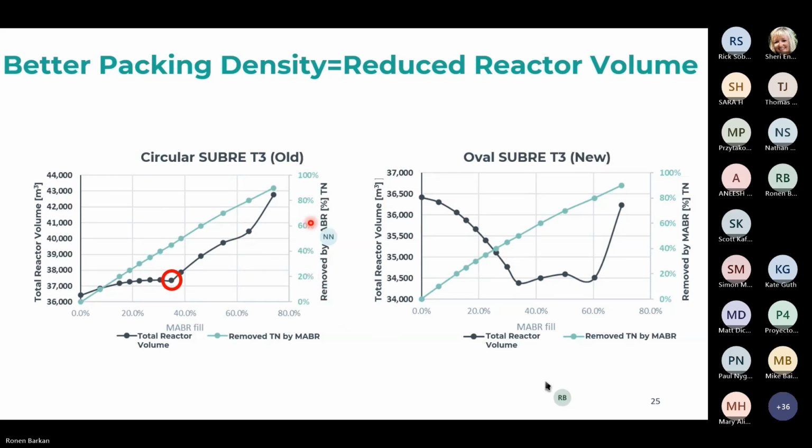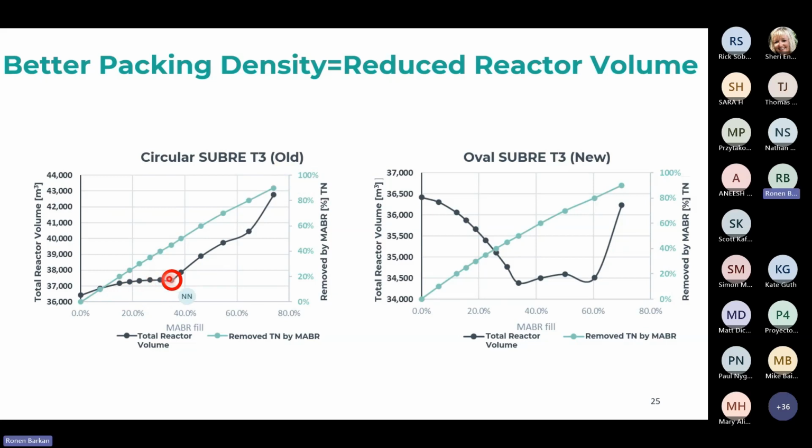The y-axis on the right side is the percentage of total nitrogen removed by the MABR. You can see that the more MABR you put in, the more total nitrogen you remove. But in some cases, you slightly increase the volume of the total reactor.